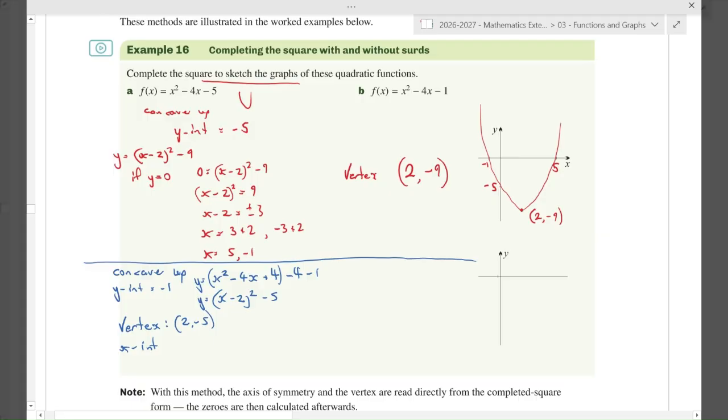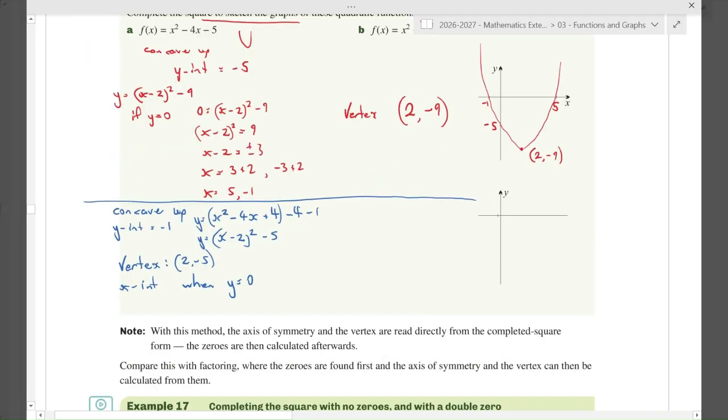So we've got x-intercept. How do we work out the x-intercepts? One of the things you do need to do is the whole when y equals 0 thing so that we know what's happening with it. So when y equals 0, we sub it in there, and I'm just going to immediately go to x minus 2 all squared equals 5. I've just shifted the 5 across straight away, because that way it's done.